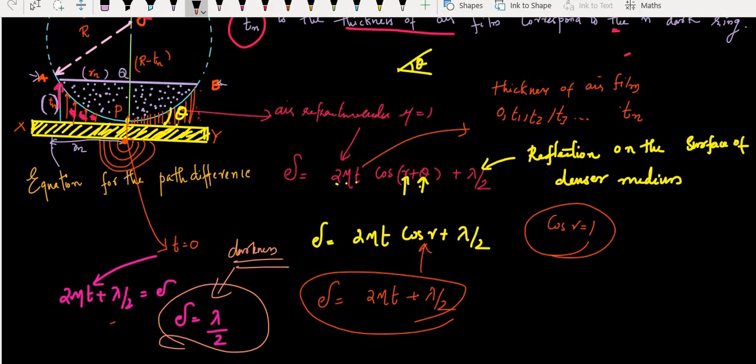So I want you to remember this is our equation, delta equal to 2 mu t cos(r + theta) plus lambda by 2. When theta is very small, because theta will always be very small, the equation can be rewritten as delta equal to 2 mu t cos r plus lambda by 2. For normal incidence, cos r is equal to 1, so the equation reduces to 2 mu t plus lambda by 2. At the point of contact P, the thickness of the air film is 0. Substituting that, we get delta equal to lambda by 2. That's why the center spot appears to be dark.